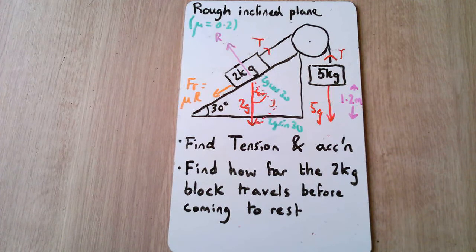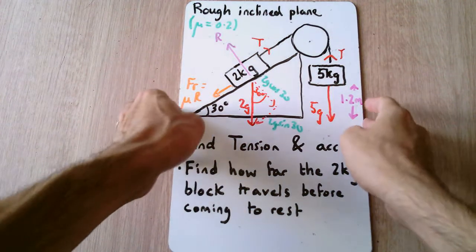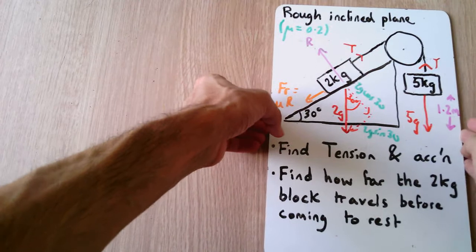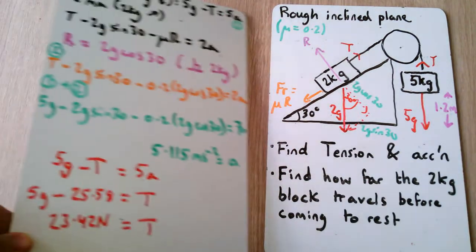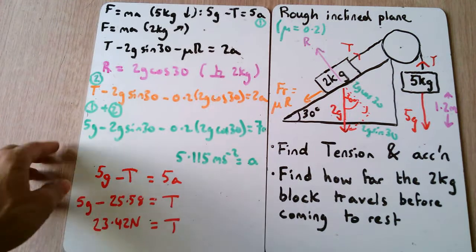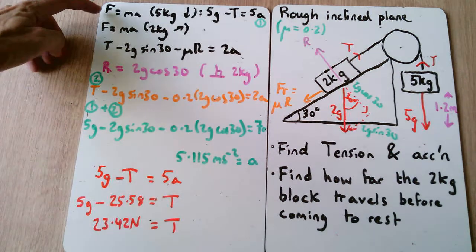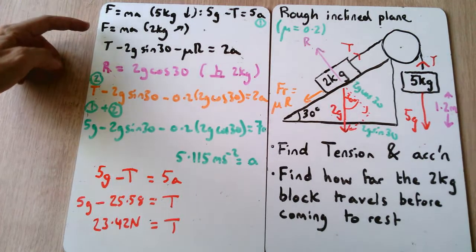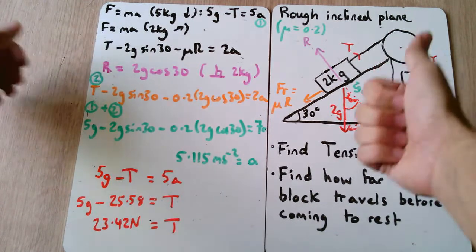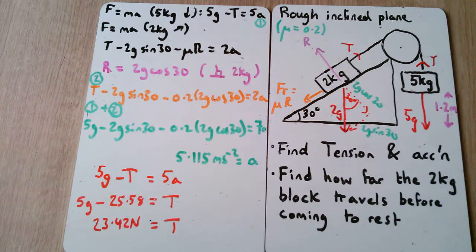Now the question first asks us to work out the tension and acceleration. Now we did do this in the previous video, so I'm just going to pull up the method which we did last time and quickly give you an overview. We had over here, we first did F equals ma on the 5 kg block. We then did F equals ma on the 2 kg block acting up the slope. You always do it in the direction of motion.